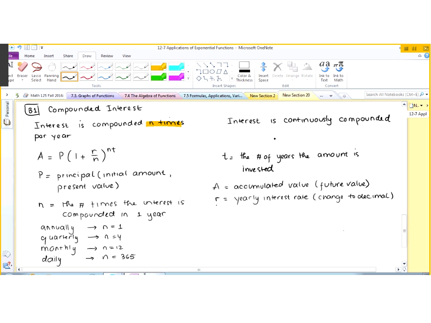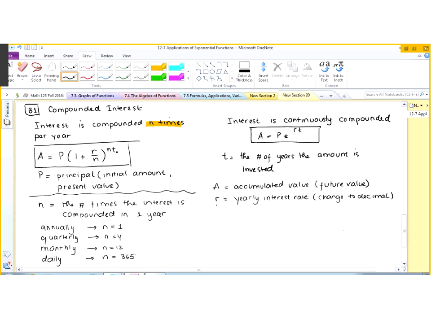So now, the other formula is A is equal to P times e raised to the rt. All the A, the P, and the R are the same. The only difference is this one, N, which is only for the first formula. The definitions are the same.